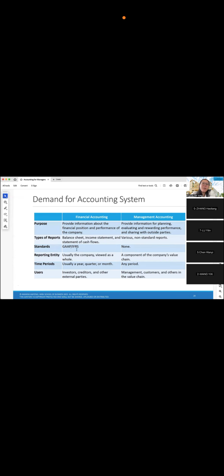For the reporting entity, FA would usually be viewed as a whole company, and then we would present the annual report. Whereas under MA, it can be broken down into product lines, geographical areas, divisions, departments, whatever units that the management thinks is most suitable to evaluate performance.